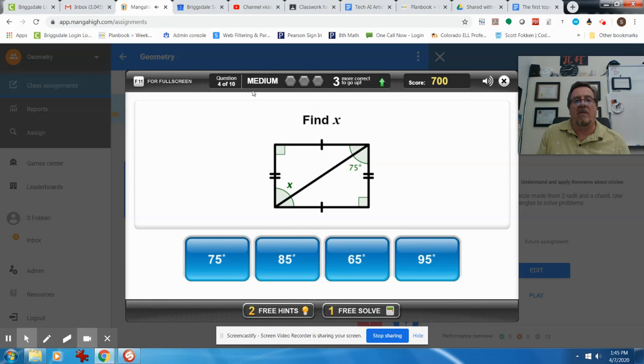Yay! Look, we've already jumped to medium. Find x. Hey, I found it. It's right there. Now we got to find the measure.